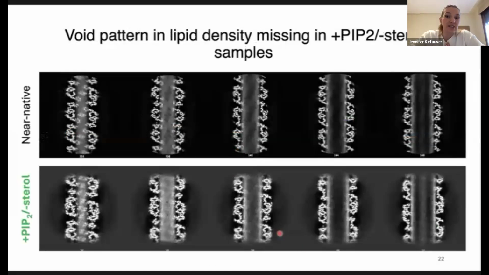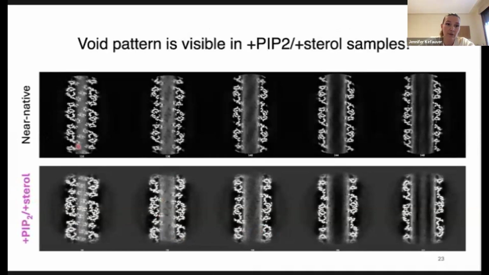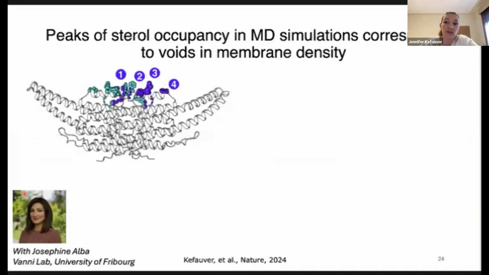Okay, so next I was interested in what was happening with this void pattern in the reconstituted samples. So here I'm comparing equivalent slices through the native-like membrane to a tubule with PIP2 but no sterol. And you can see that the void pattern is basically missing in these samples. But when we add in the sterols, incredibly, we see that void pattern, suggesting that the sterols are indeed responsible for these voids. To confirm these observations, we asked Josephine from the Vanni lab at Uni Freiburg to run molecular dynamics simulations for us. So this is her result.